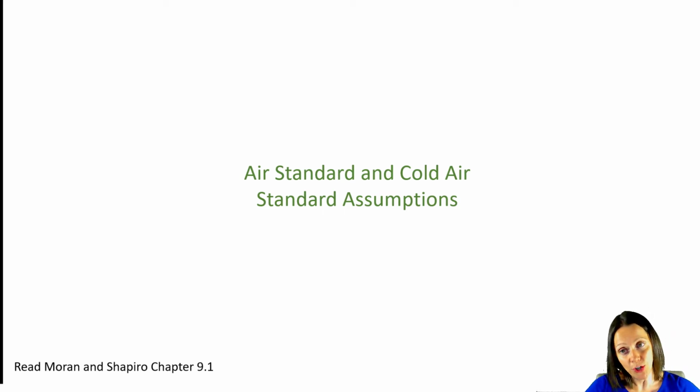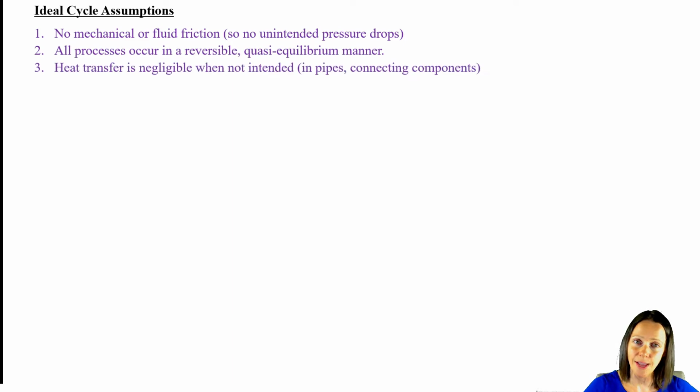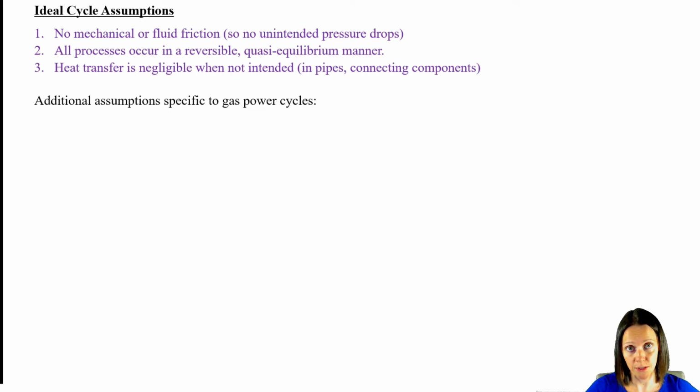In this segment, we're going to talk about air standard assumptions and cold air standard assumptions. So we've got these ideal cycle assumptions. We've got 3 of them. And when we talk about gas power cycles, we're going to make a few more assumptions that are specific to gas power cycles, and those are called air standard assumptions.